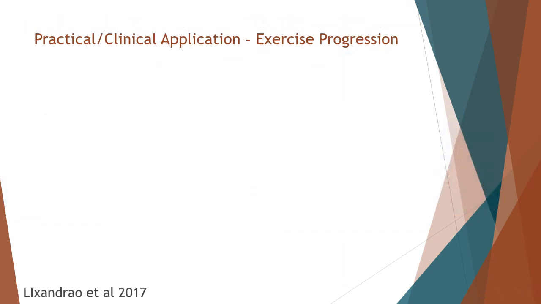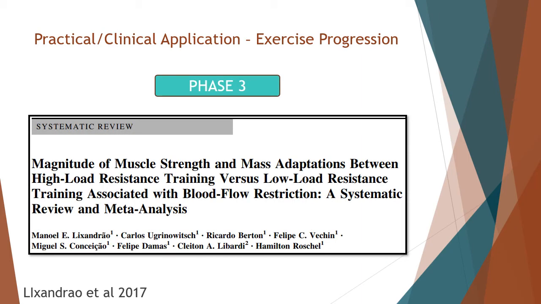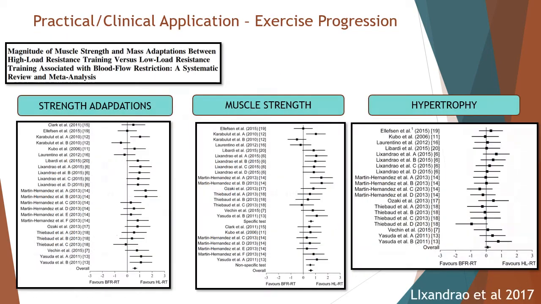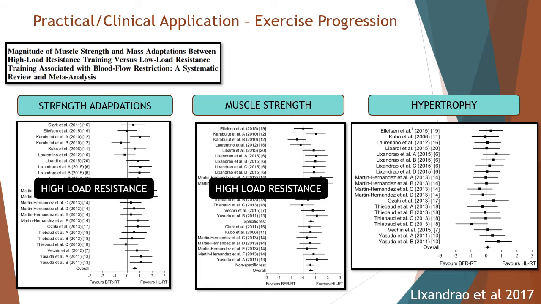Okay, so exercise progressions. Here's the rationale for incorporating high load resistance training in combination with BFR. This was a systematic review and meta-analysis that was shown in the preliminary preparatory material that was sent out, so this may be familiar to most of you. When you compare high load resistance training to low load BFR for strength adaptations, muscle strength and hypertrophy, it consistently shows that high load resistance training is superior.